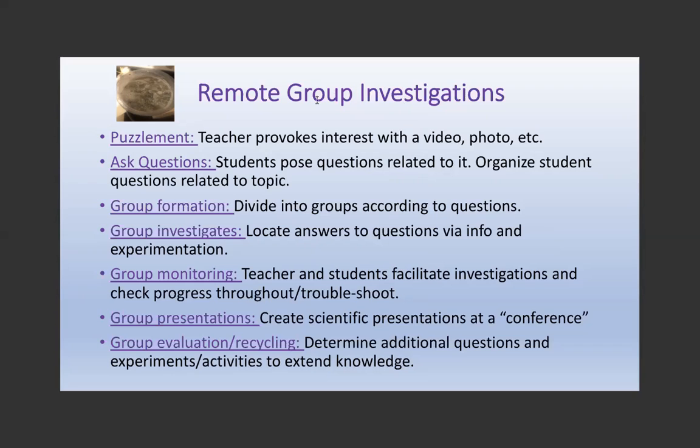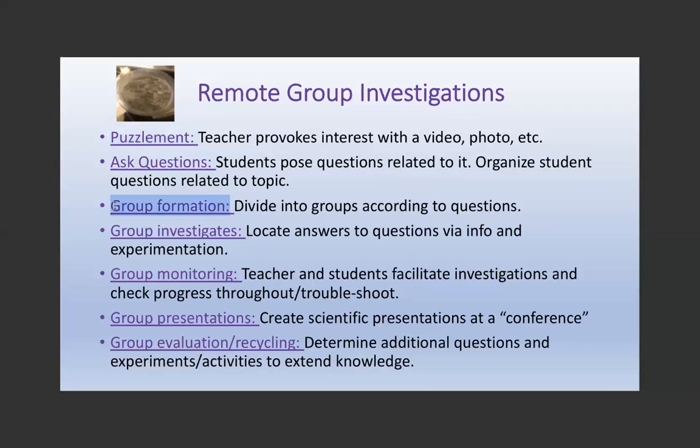One of the ways when you're working with your students is you give them some type of puzzlement. This is a tried and true model, not mine. It has been around for ages, a group investigation model. You start with some kind of puzzlement, something that challenges their brain, something happens that they didn't expect, or it's something that's really gross, or it provokes their interest in some way. It can be a video or a photo, and then it has students asking questions. They're going to pose the questions, organize their questions, and then maybe divide up into groups.